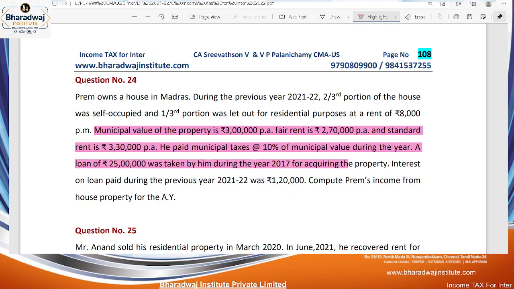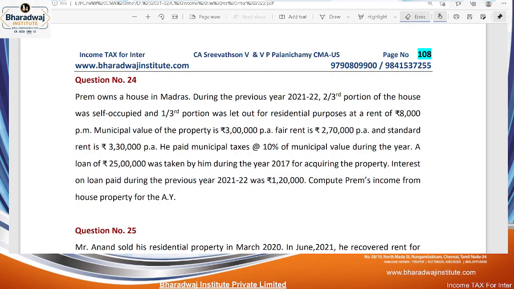It's a simple problem. 2,50,000 was taken. 25 lakhs was taken. For the current year, they have given the interest. Very, very simple and straightforward problem to work out. 2/3 self-occupied, 1/3 let out. So for the self-occupied portion, NAV 0, interest alone can be claimed as a deduction. Let out portion, let us work out.